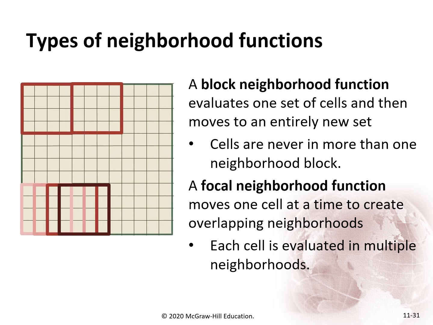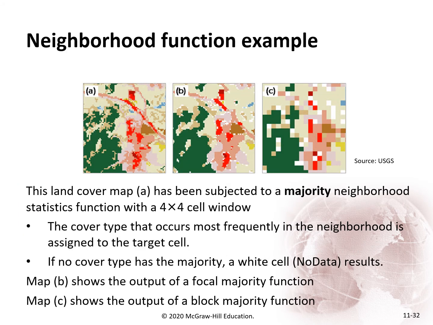A block neighborhood function is like the top. Once you use a cell, you don't use it again, you move to the next one. A focal neighborhood function moves one cell at a time, and so you have all this overlap. What is the effect of that on data?